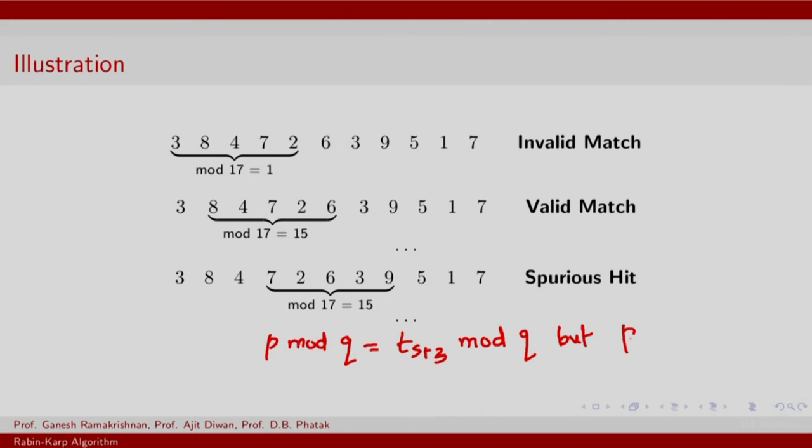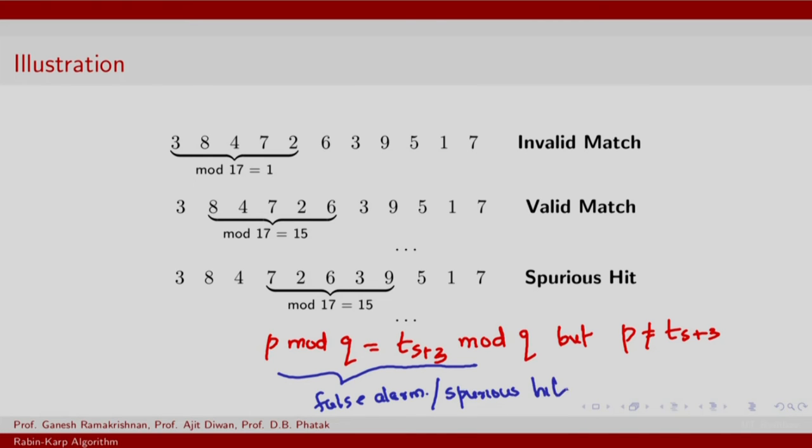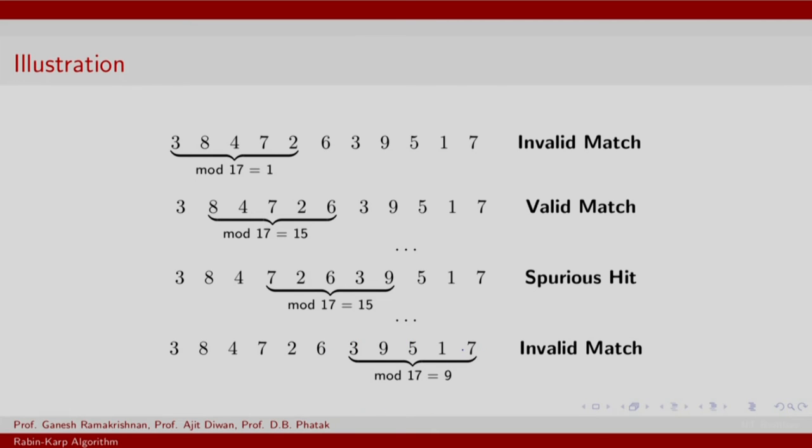But P is not equal to TS plus 3. So there was a false alarm that the hash value collision alerted us to. So this is the price we need to pay for computing the hash function. Now, how many mistakes do we expect to see? We can expect the number of such spurious hits to be basically the order of the length of the input text divided by the prime Q. So this number of false alarms or spurious hits can be expected to be order of N divided by Q. Continuing, we find invalid match.